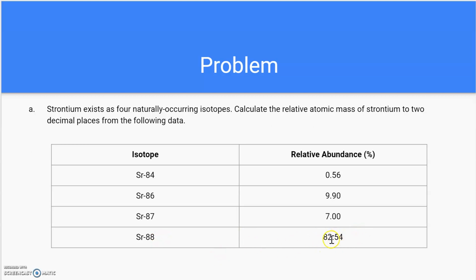82.54% of the time that an atom of strontium is found, it is this isotope, strontium-88. And the rest is the same. So next it would be strontium-86, and then strontium-87, then strontium-84. However, it's all these 4 that are present in nature, and with their relative abundances that add up to 100 always, we're able to determine the relative atomic mass of strontium by itself. So let's go ahead and solve this problem.